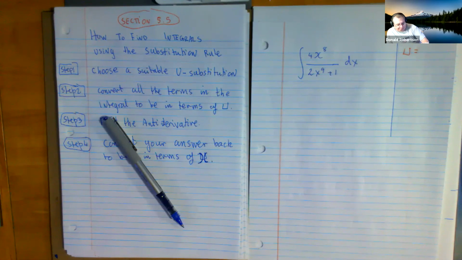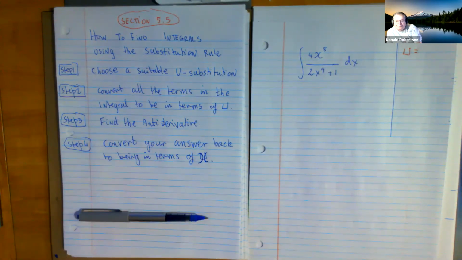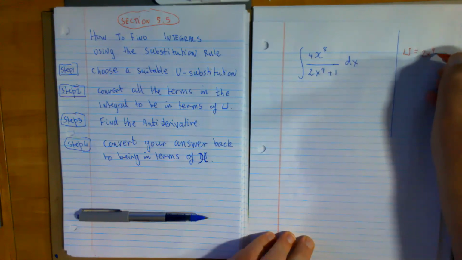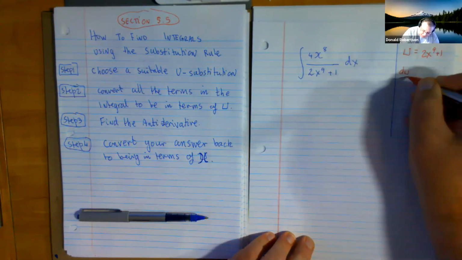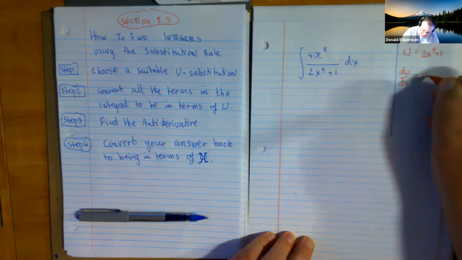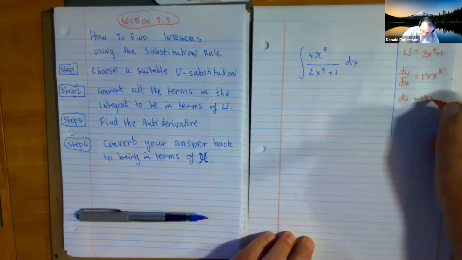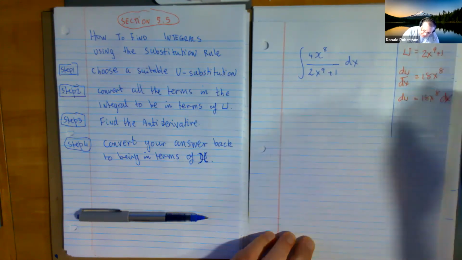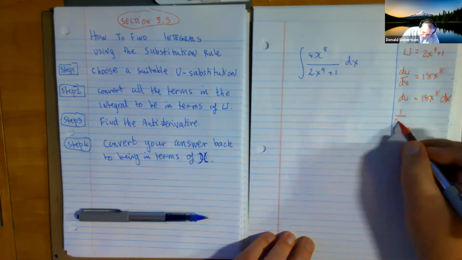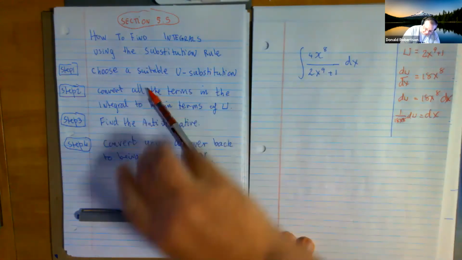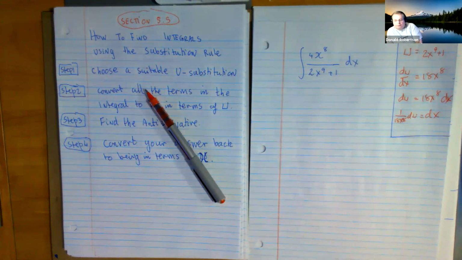Give me a U sub. 2x to the 9th plus 1. Agreed. So now I will differentiate it with respect to x. I'll do the crossover. And then I will isolate the dx. Okay, that was pretty typical.